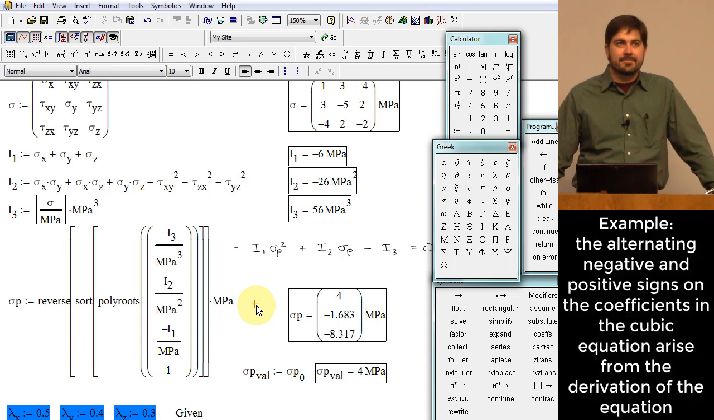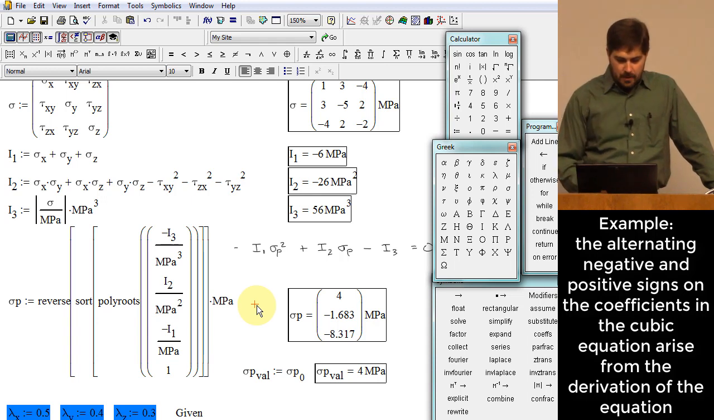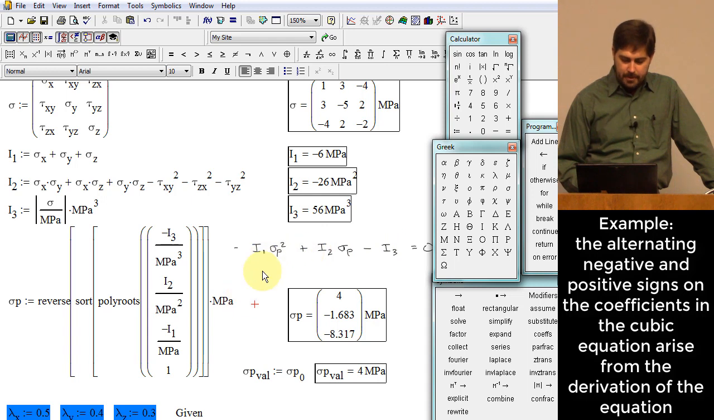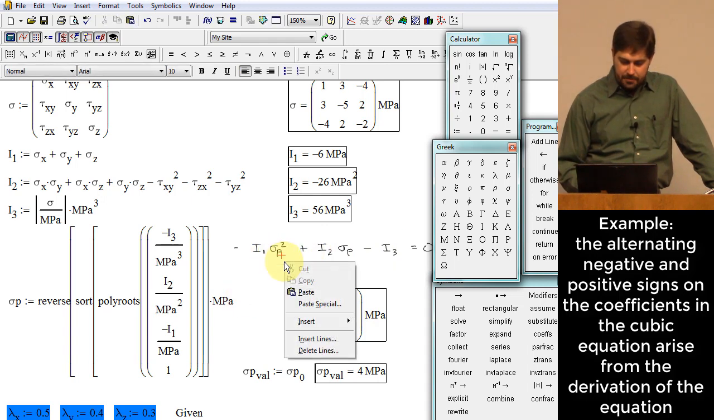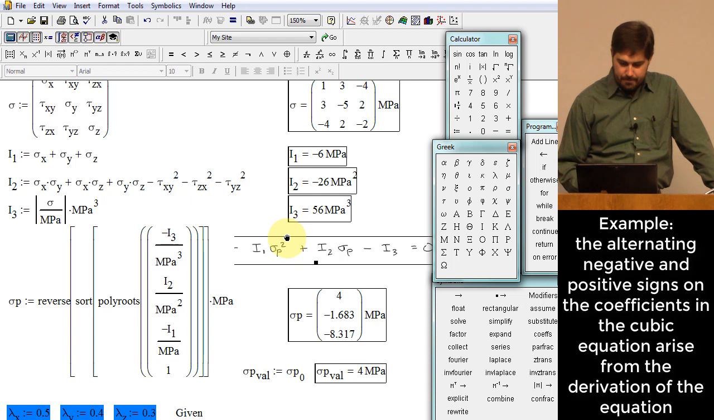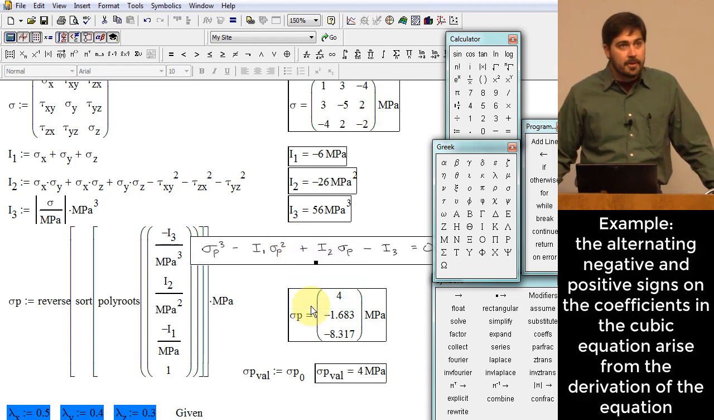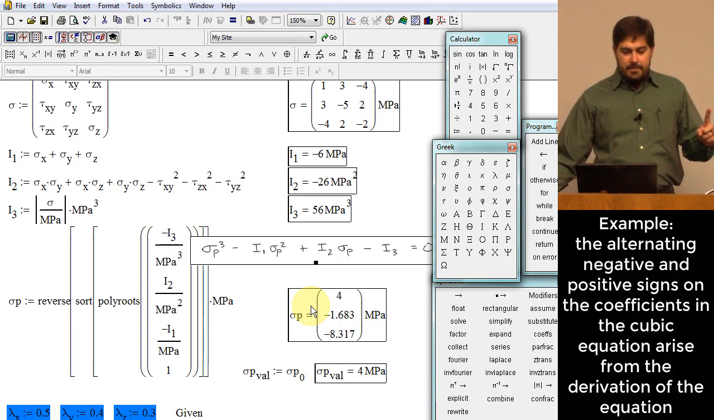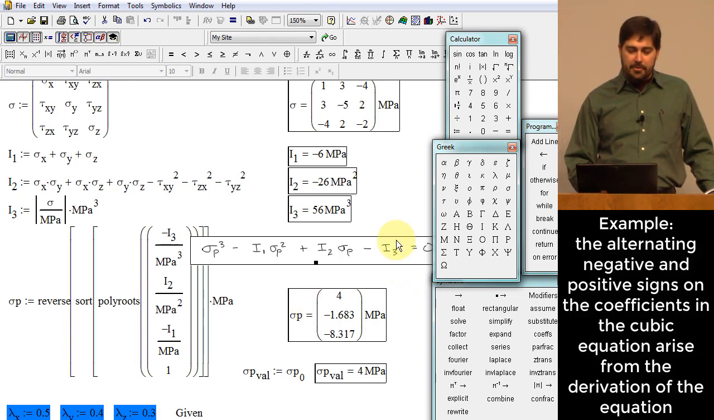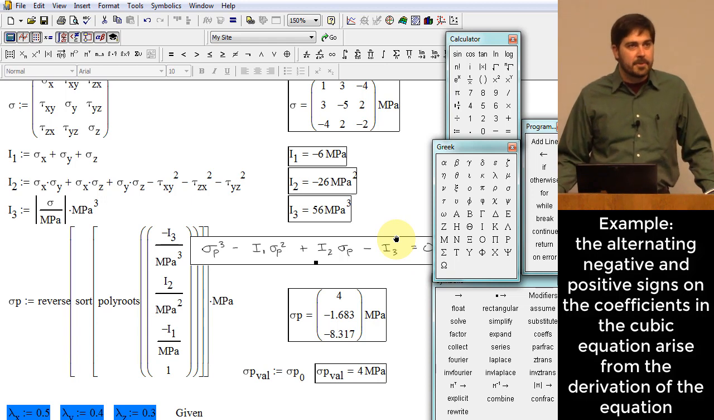Questions? Yeah. Why did you flip the signs in the polyroots? The reason I flipped those signs, negative, positive, is that's what's in the cubic that I'm trying to solve. Let me bring this to the front if I can. Remember, that's the cubic I'm trying to solve. The first coefficient is positive, the second coefficient is negative, the third one's positive, the fourth one's negative. That just came out of the expression that we derived last time.